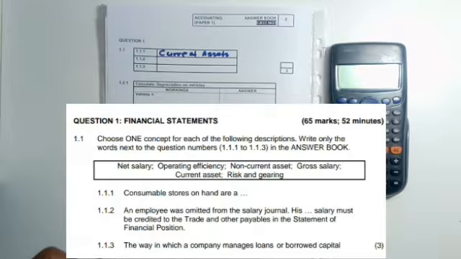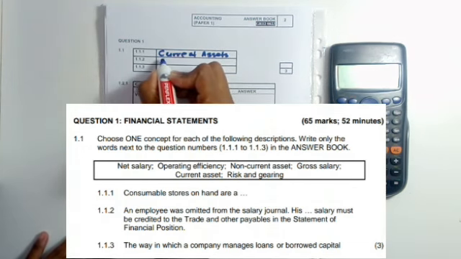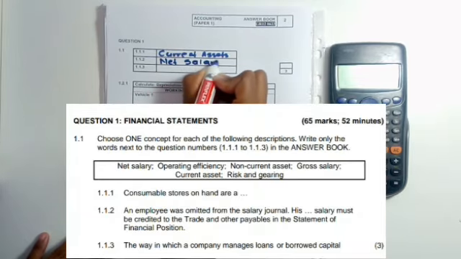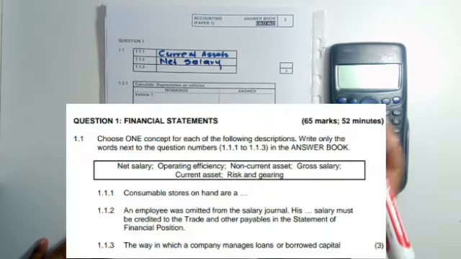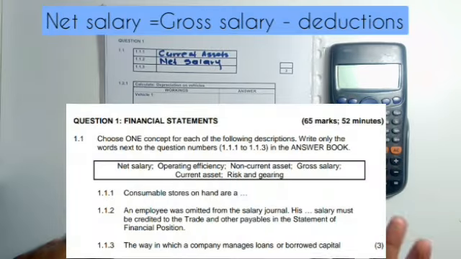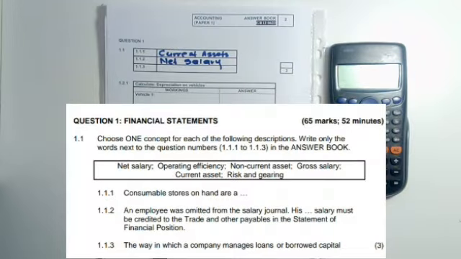Why? Because contributions also have a separate line item, so we need to take the contributions out of the salary, then we will be left with what we call a net salary. So net salary is pretty much gross salary minus contributions or minus deductions. So the deductions will not be recorded in there, only the net salary.